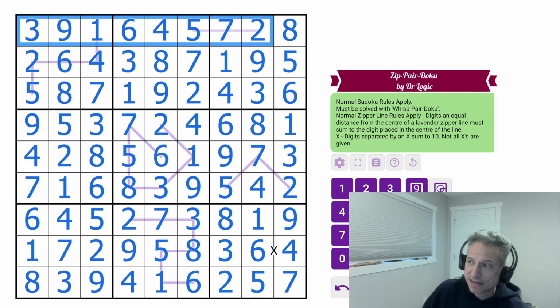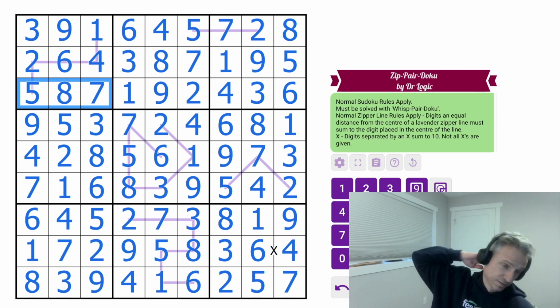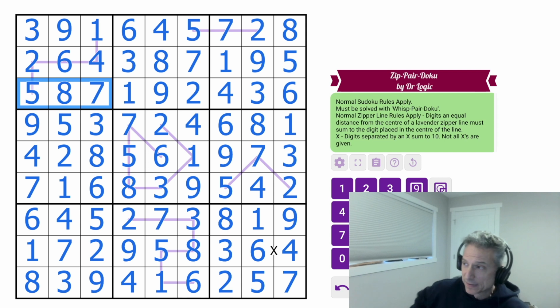I got 391 645 728. Or did I do that backwards again? 391. Yep. Okay, so it's 587 across there. 9, 8, 8. Oh, I see what I did. I doubled up on my 8, 9. Oh my lord. And we're done.